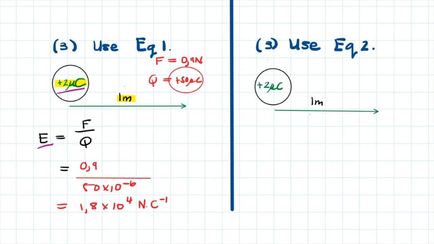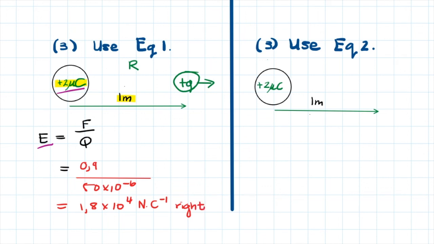Very important is we also need to determine the direction. So at a distance 1 meter to the right of this positive 2 microcoulomb charge, we put a positive test charge. We ask ourselves, in which direction will this positive test charge move as a result of the positive 2 microcoulomb charge? And since positive repels positive, it's going to be pushed to the right. So the direction here is going to be towards the right.